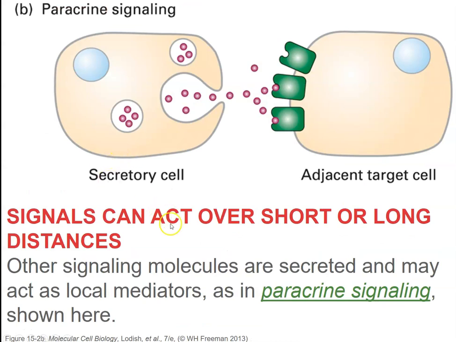Here's another kind of signaling called paracrine signaling. So here, these signals can act over short or long distances. Here, it is showing a short distance. So they might act as local mediators. So we have a secretory cell secreting some kind of signal that is acting on a cell that's nearby.